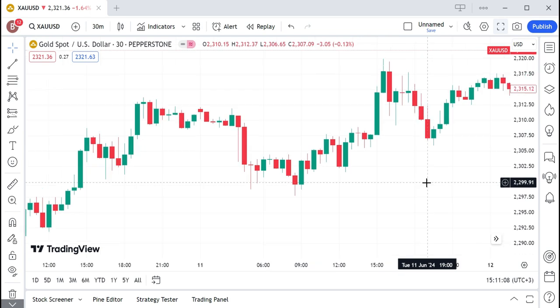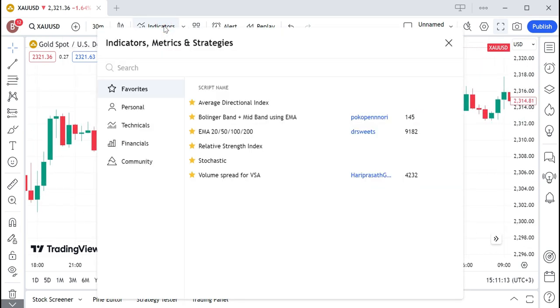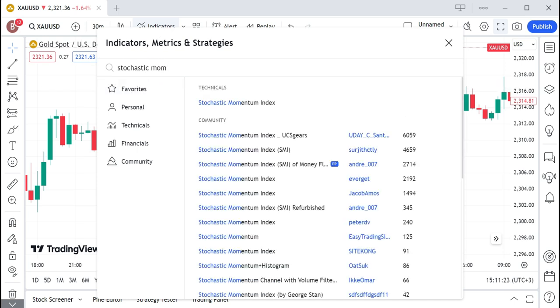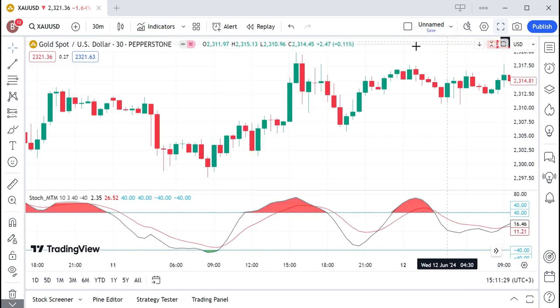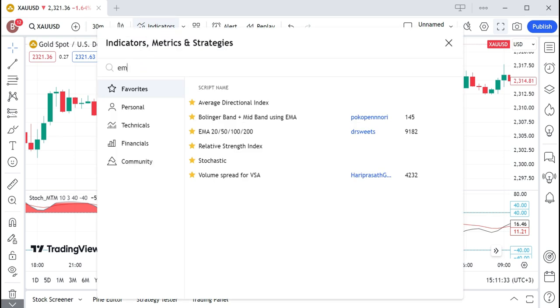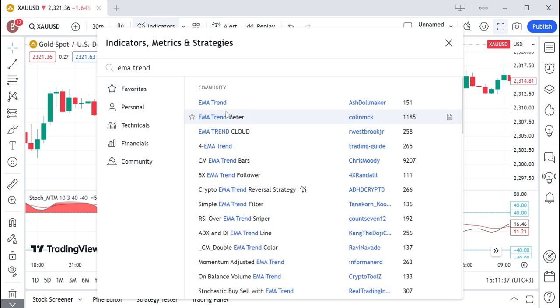Open the chart you want to analyze, click on Indicators at the top of the screen, and on the search bar, type Stochastic Momentum Index, and select this one by this TradingView user. The indicator will automatically apply on your charts. To add the EMA Trend Cloud indicator, again click on Indicators, search EMA Trend Cloud and click on it. The indicator appears automatically on the chart.